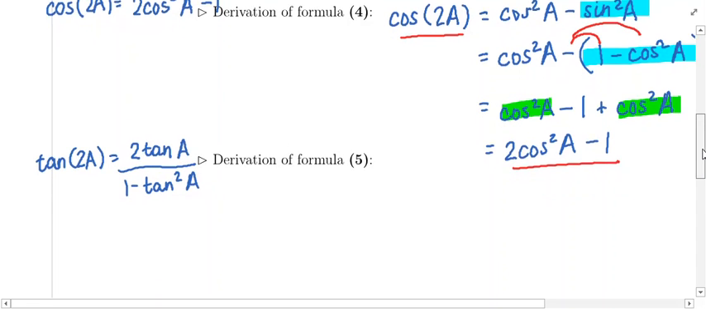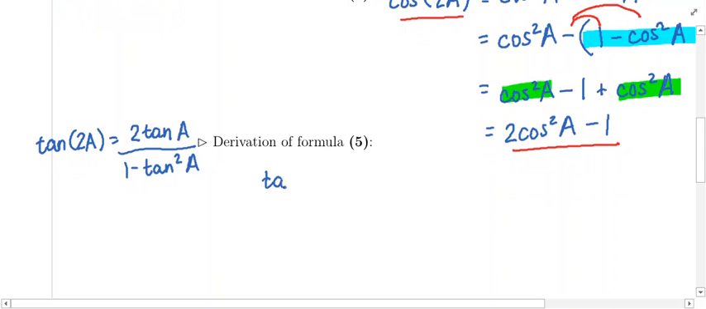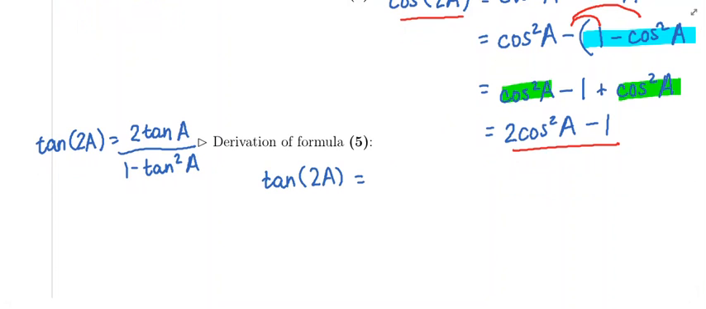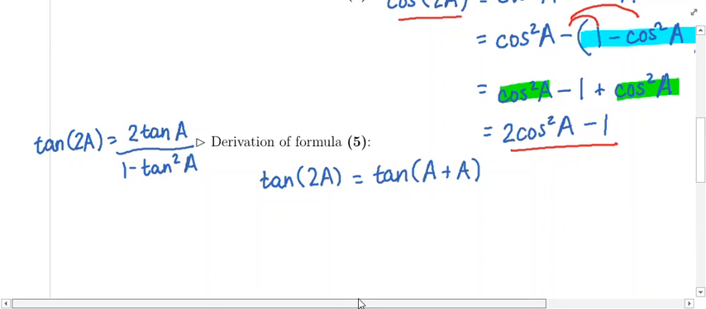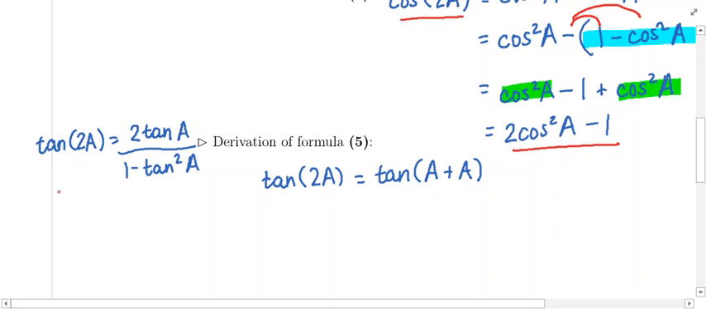To do this, I'm going to start with the left side here. So the tangent of 2A, and what is that equal to? Well, I'm going to start off with the method I used when I first proved the sine of 2A and the cosine of 2A identities. So the tangent of 2 times A is equal to the tangent of A plus A. And then I'm going to apply my sum identity for tangent. I'm going to write that out to the side here in red.